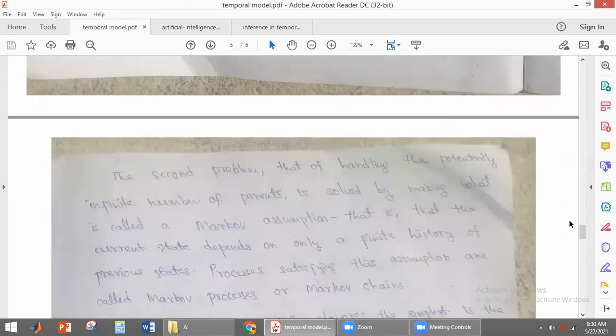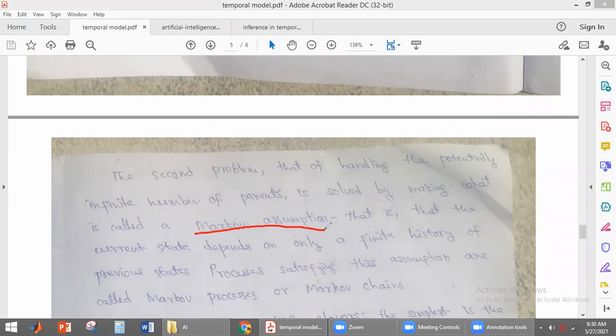The second problem here is that each variable has an infinite number of parents. This problem is solved by using the Markov assumption. So what are we doing here? We are taking the Markov assumption, and based on that, this problem is solved.